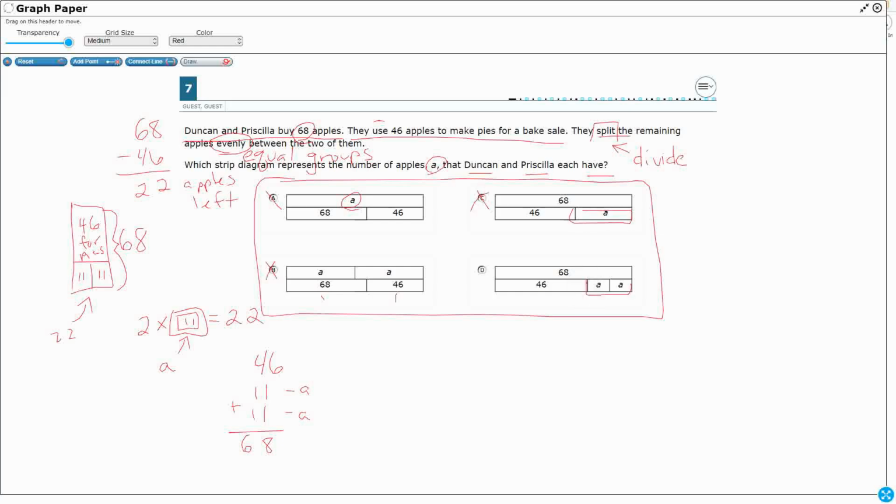Answer is going to be D because look, they take what's left over. It's basically my picture just flipped over on the side. They take what's left over after the 46 and they split it in half. So my answer is D.